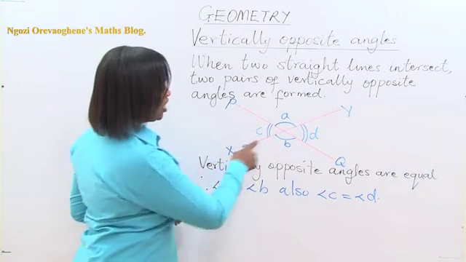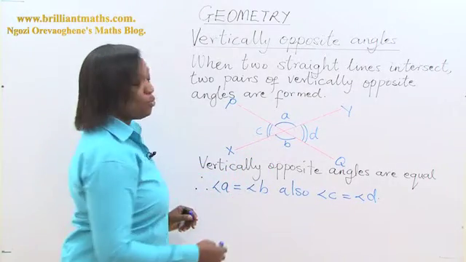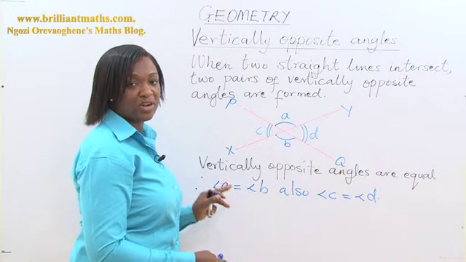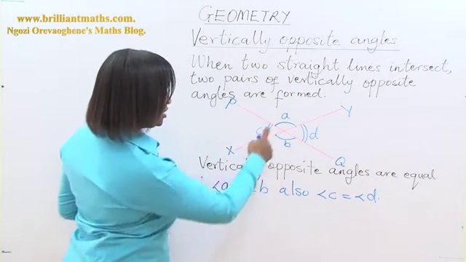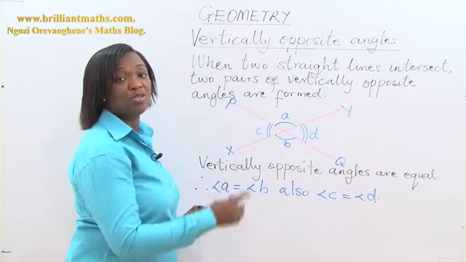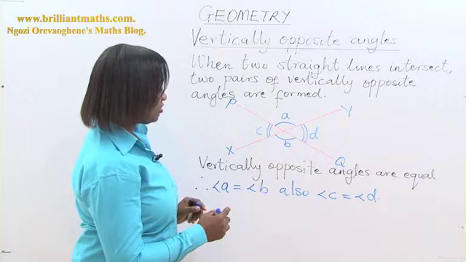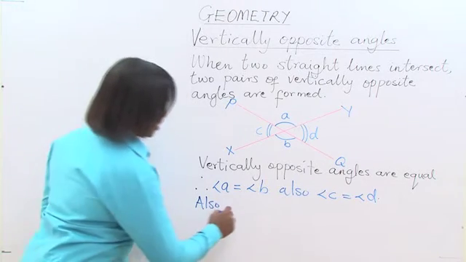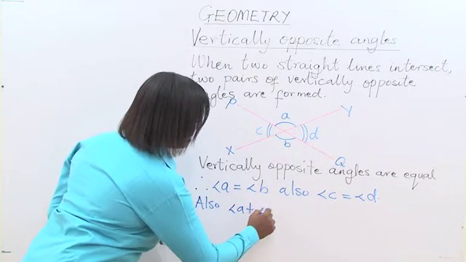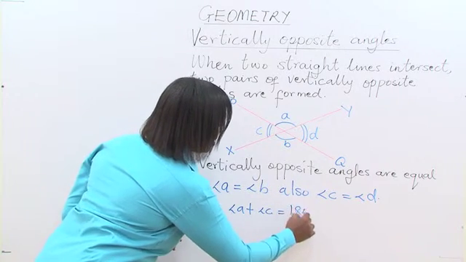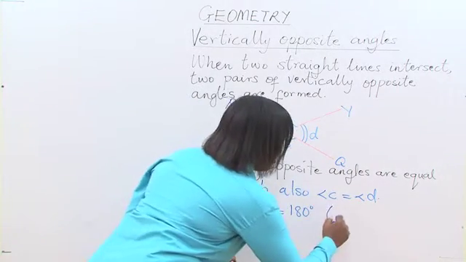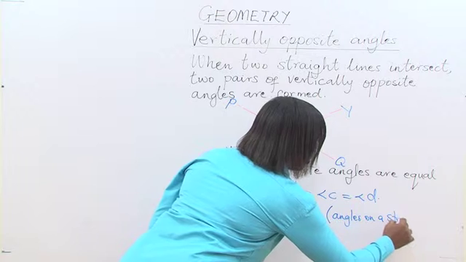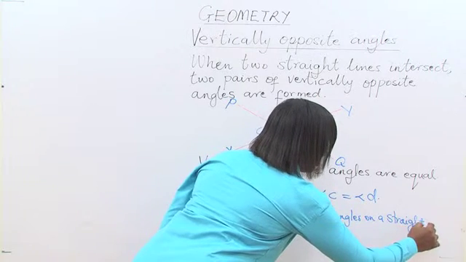If you look at the straight line XY, we learned earlier on that angles on a straight line are supplementary. They add up to 180 degrees. That means that A plus C is equal to 180 degrees because that's a straight line. Also, angle A plus angle C equals 180 degrees. The reason is angles on a straight line.